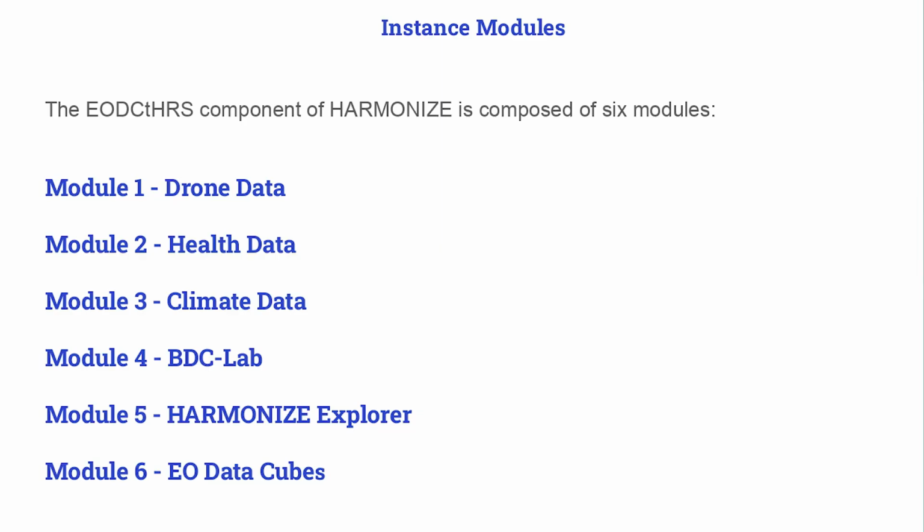Here are the six models that compose the HARMONIZE instance: drone data, health data, climate data, the Brazil Data Cube Laboratory, the HARMONIZE Explorer, and EODCtHRS. I will present briefly each one of them.